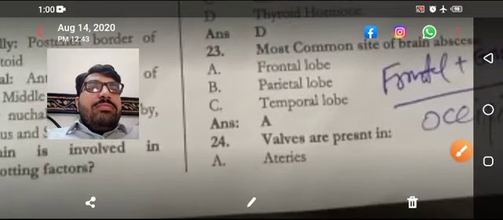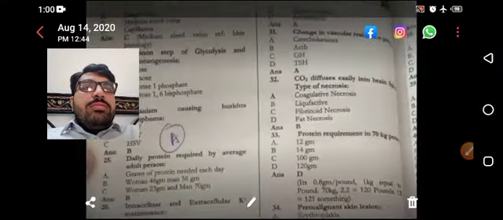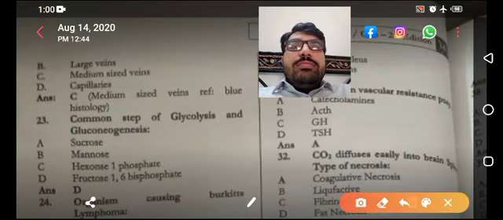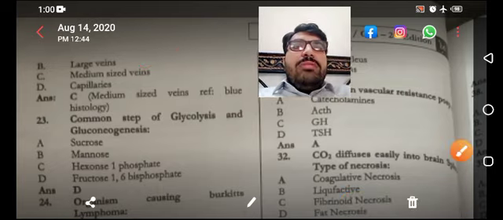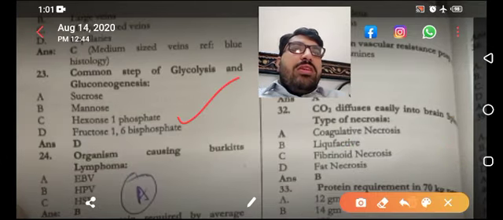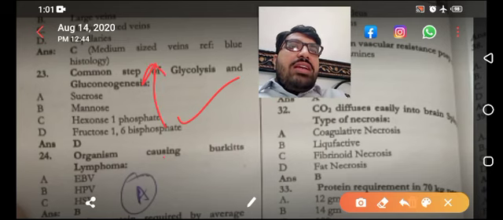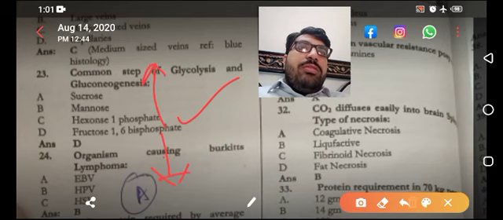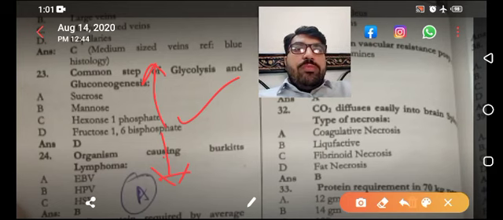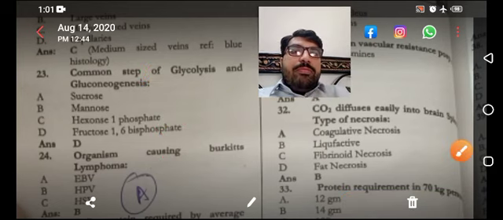Walls are present in, coming next, that is C, medium sized vein. Common step of glycolysis and gluconeogenesis is, that is D. So the step can move either up or down depending upon the requirement of the condition. Well, the answer is USMLE step 2. I will share the reference on my Facebook page.